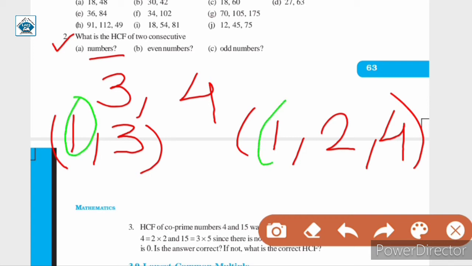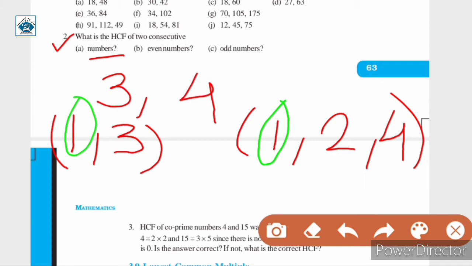1 is common in both these numbers, उसके अलावा इन नंबर्स के कोई भी कॉमन फैक्टर्स नहीं है. सो यहाँ पे 3 और 4 का जो हाईएस्ट कॉमन फैक्टर है, क्योंकि 1 के अलावा कोई कॉमन फैक्टर नहीं है, therefore the highest common factor will also be 1. So for 2 consecutive numbers 3 and 4, the HCF is 1.